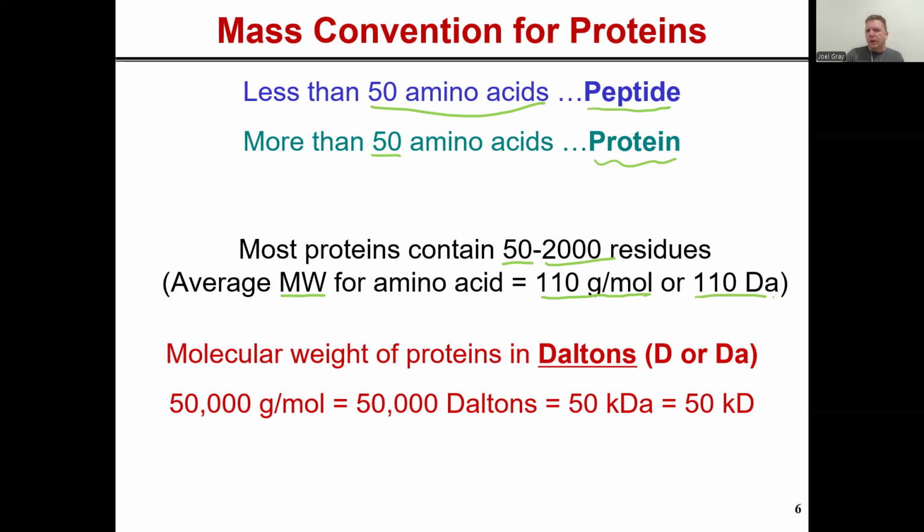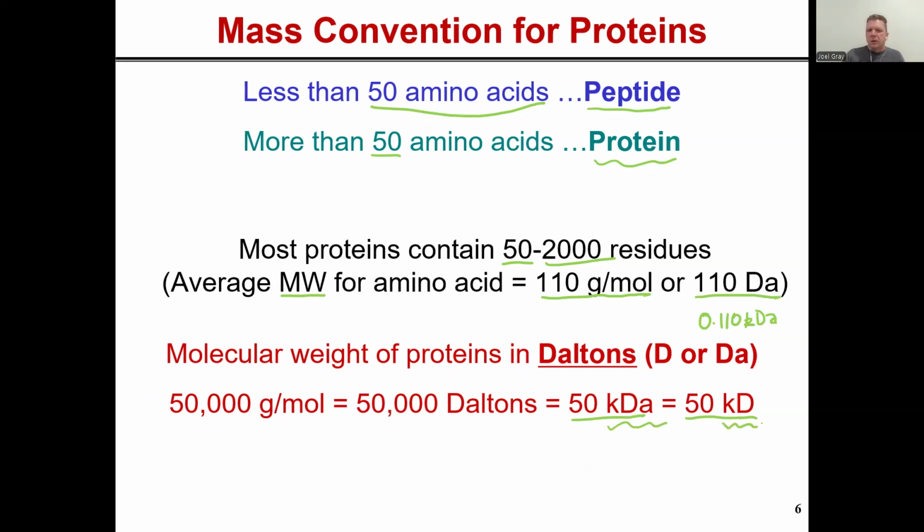But the convention in biochemistry when it comes to amino acids is to refer to the molecular weight of one amino acid as 110 Daltons, or 0.110 kilodaltons. The molecular weight of proteins in Daltons, or Da: 50,000 grams per mole is 50,000 Daltons, which is the same as 50 kDa or 50 kD. These two are pretty common.